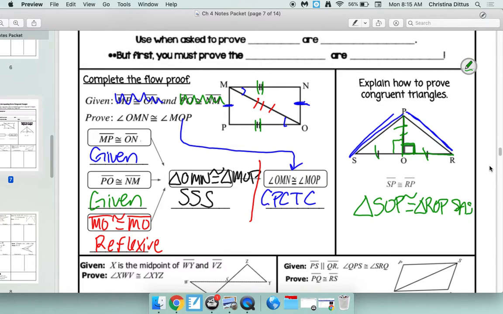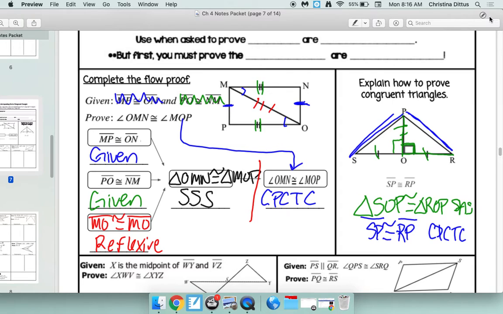This is like a super informal proof. And then how would I say that SP is congruent to RP? What would be my reasoning to say that? Yeah. Once you have triangles are congruent, you can say anything in those triangles are congruent. If I wanted to say that angle S and angle R are congruent, I could. I can say anything in those triangles is congruent once I have the congruent triangles. So that's CPCTC.